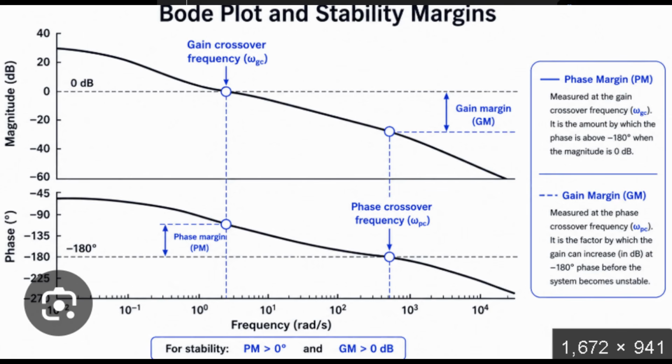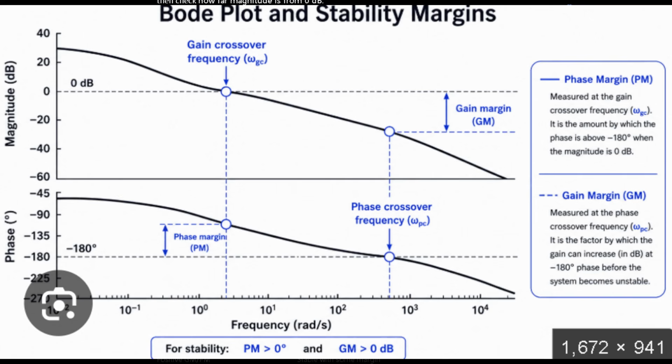For 0 dB, we particularly want 0 dB and minus 180. So we draw a horizontal line at 0 dB and minus 180 degrees for both magnitude and phase. Then we look at where the horizontal line meets the magnitude graph and draw a vertical line towards the frequency axis. We do the same for the phase and measure from minus 180.